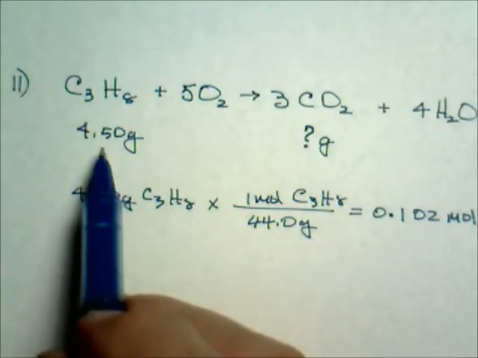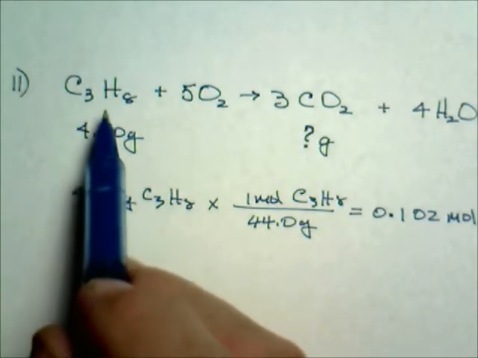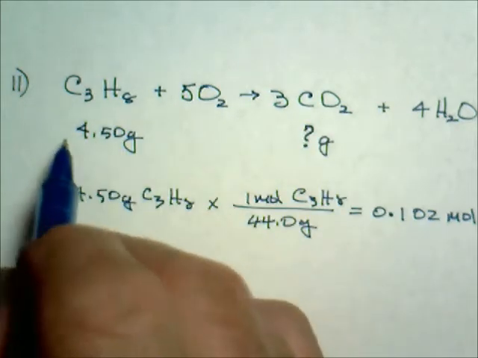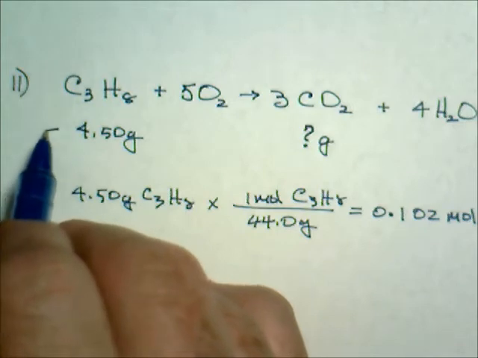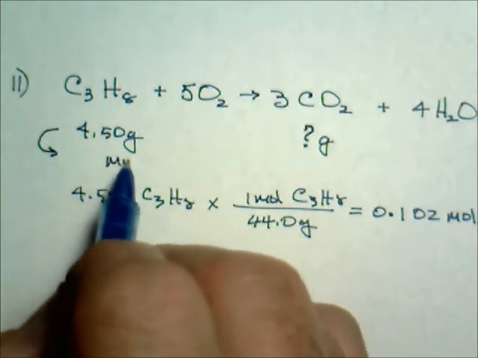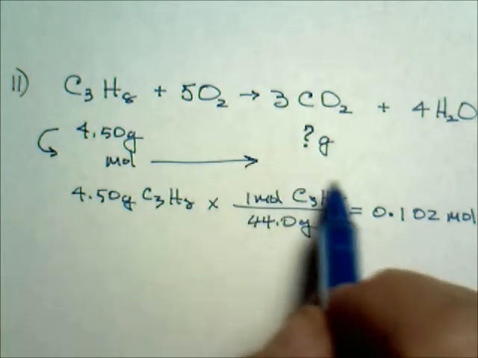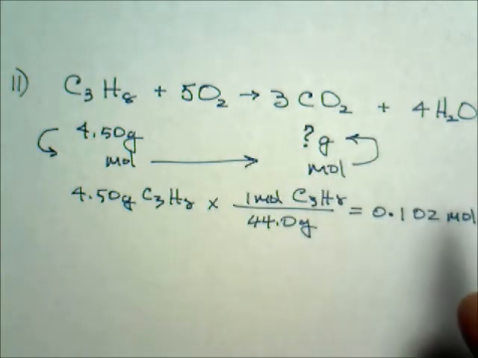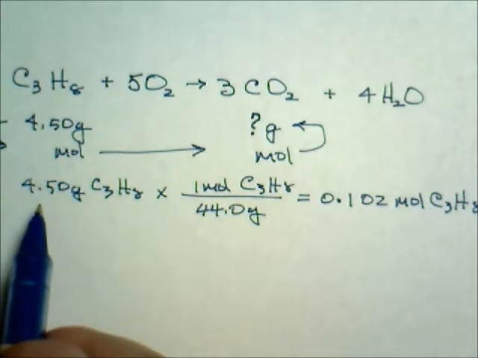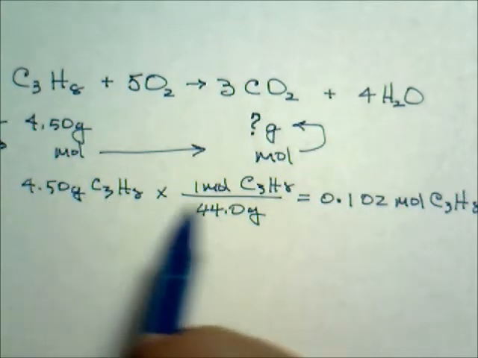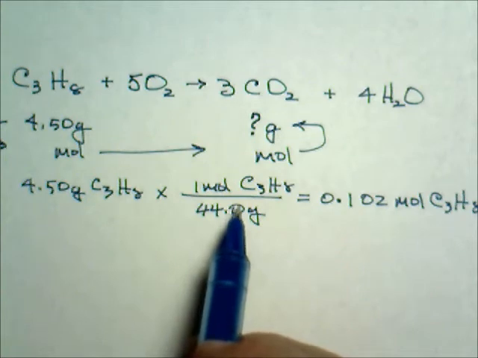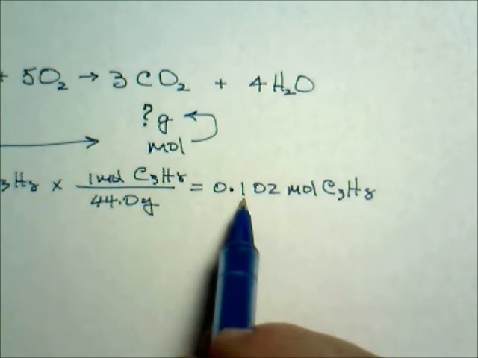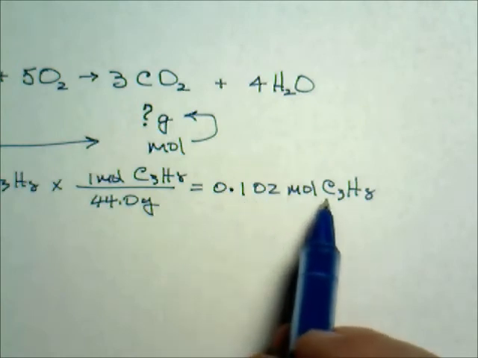Okay, in question number 11, we're given 4.5 grams of propane. We're looking for grams of carbon dioxide produced. So we're going to do the routine. Start with the mass. We're going to find the number of moles of propane, then the number of moles of carbon dioxide, and convert back to grams. Here we've got 4.5 grams of propane. We multiply by a conversion factor with 44 grams on the bottom so that the grams cancel, and we end up with 0.102 moles of propane.